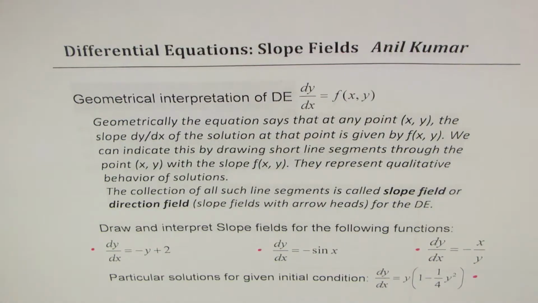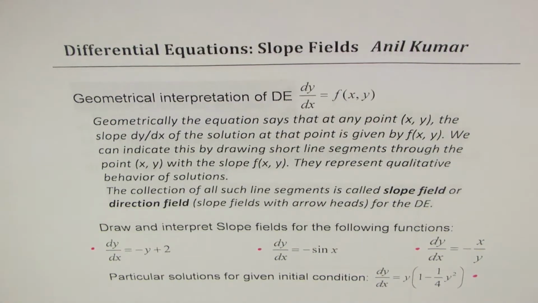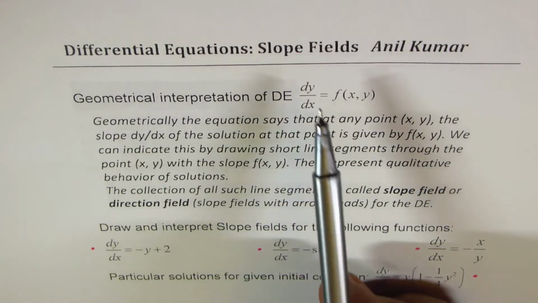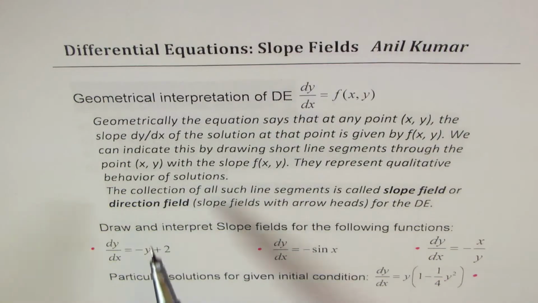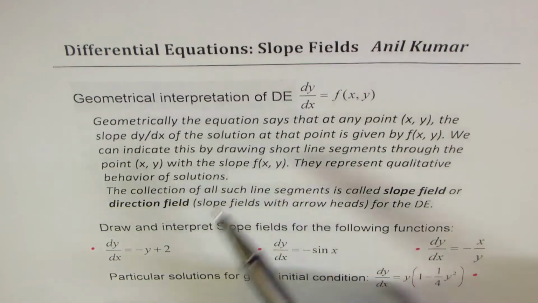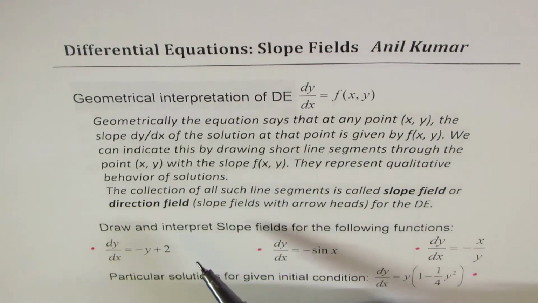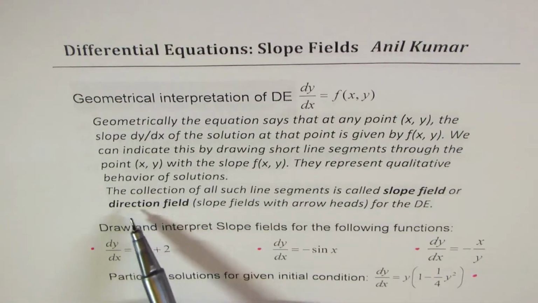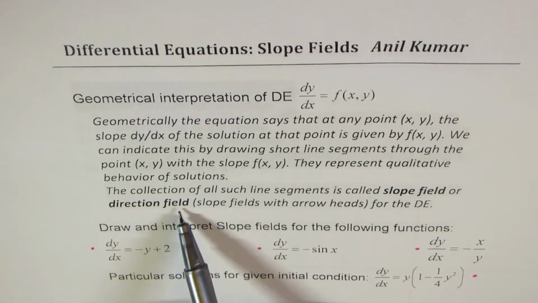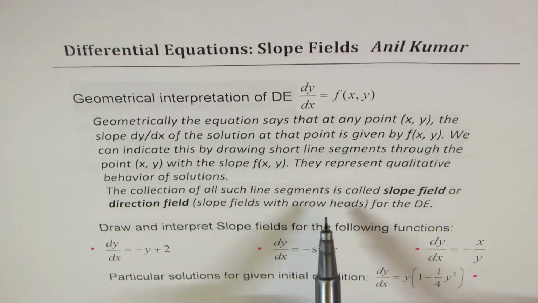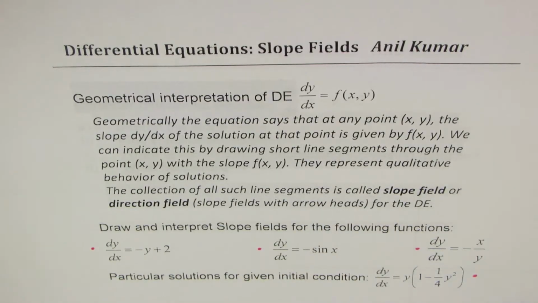I'm Anil Kumar. Before getting into details of solving differential equations, it is important to understand what they represent geometrically. So here we'll talk about two terms. One is slope fields, the other one is direction fields. They will be used in a very similar way. The only difference is direction fields, whenever you draw, will have arrowheads. The slope fields will be small line segments.